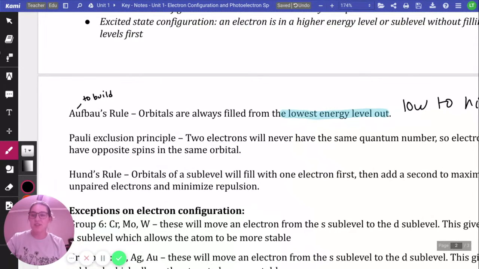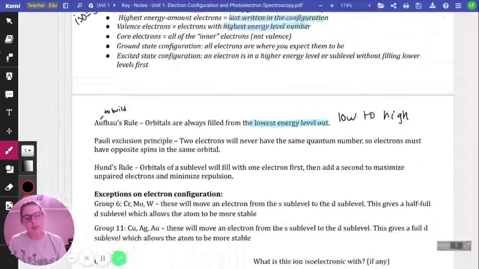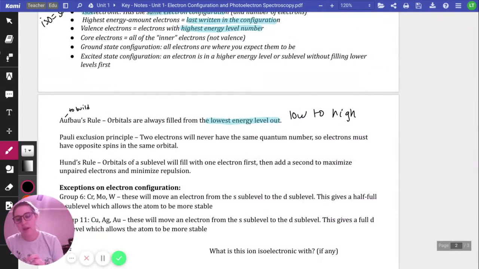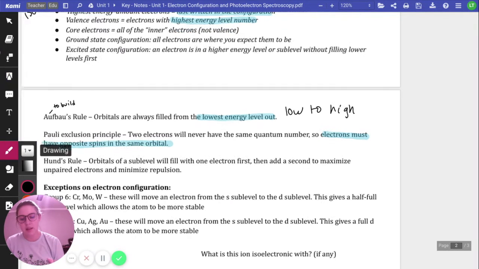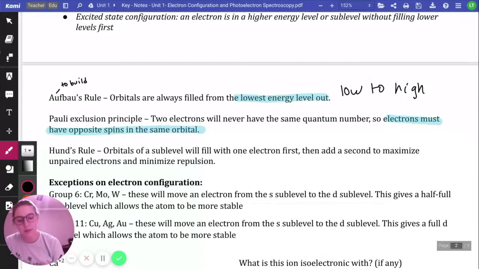And then our next one is Pauli's exclusion principle. Pauli's exclusion principle just says two electrons will never have the same quantum numbers. So electrons must have opposite spins in the same orbital. So basically what that means for us is that if our electrons are in the same orbital, one is going to have one spin and the other will have the opposite spin. So you'll have one arrow up, one arrow down. It really only matters in orbital diagrams.